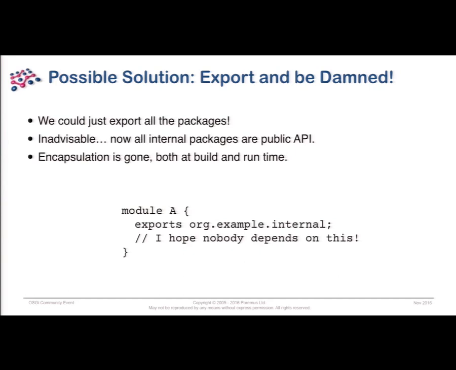Second solution, export and be damned. Just export all the packages that might contain the types that need to be loaded. Well, that will work, but you've just completely broken encapsulation. You've thrown away all of your encapsulation, both at build time and at runtime. So at build time, all of those private types are now public API. So you export that API, and you just hope that nobody depends on this.